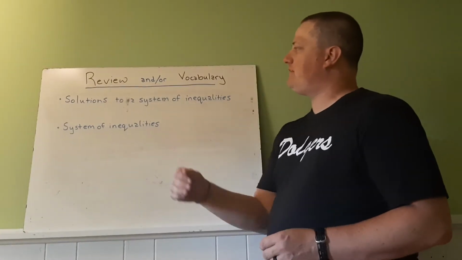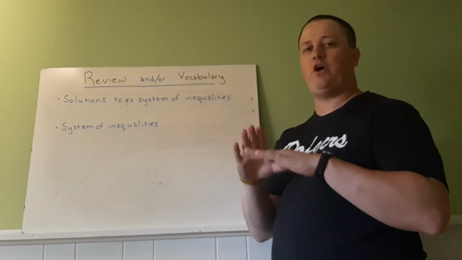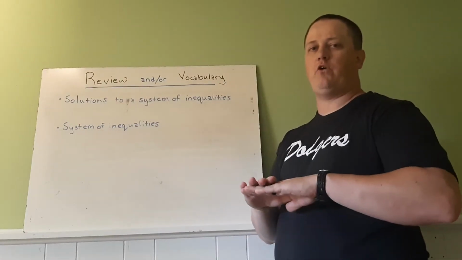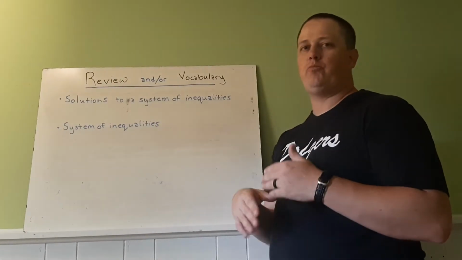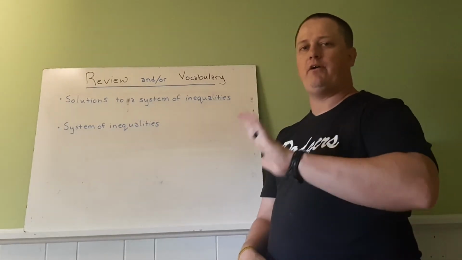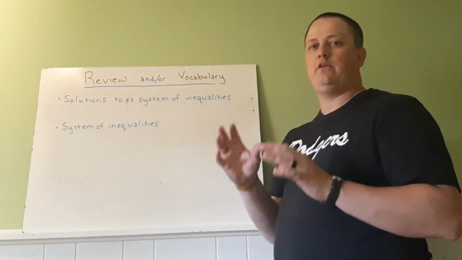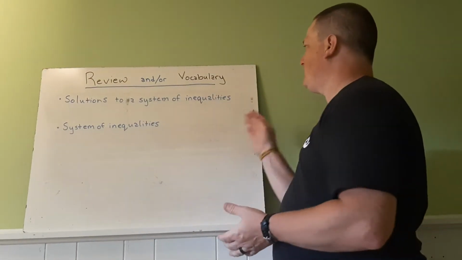We're still using the same things, so solutions to a system of inequalities, we're still looking at the overlap, where those inequalities overlap. That's the true parts for both. And then we just have our system of inequalities, where we have usually two inequalities in the same situation so that their overlap is our solutions.